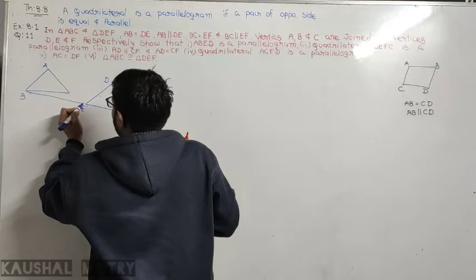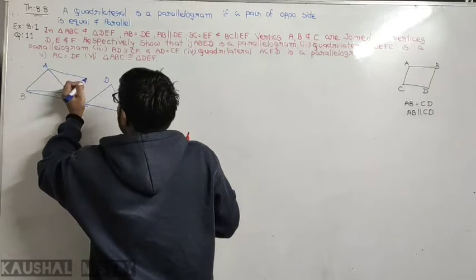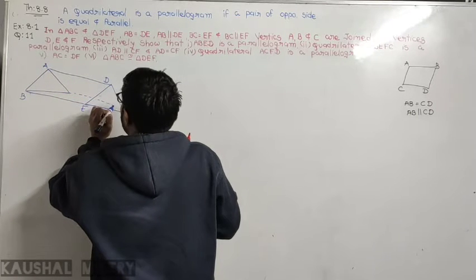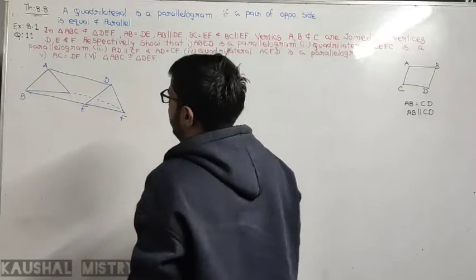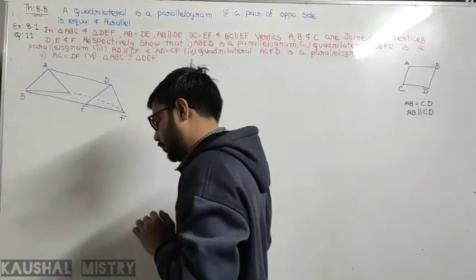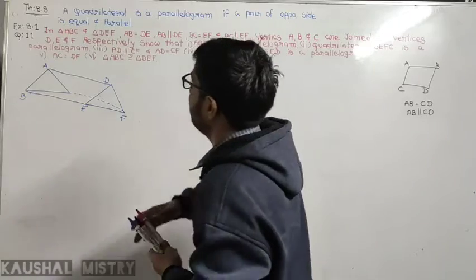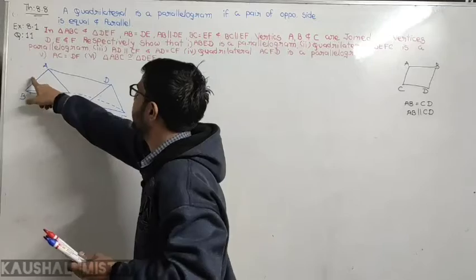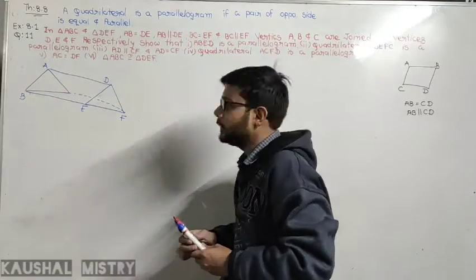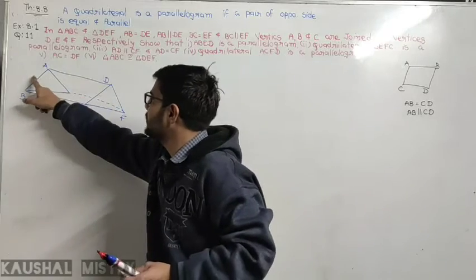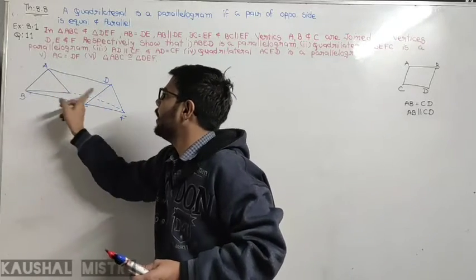That means we have to connect this side with this, and we have to connect this side with this side, right? The figure is like this, right? Now what we have to do: in triangles ABC and DEF, AB is equal to DE. That means this side is equal to this side, and AD is parallel to BE. That means this side is equal to this side, and these two are parallel.